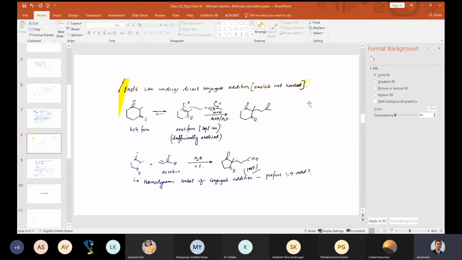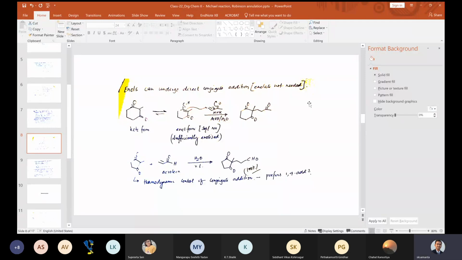Sometimes it has also been observed that you basically do not need a base to generate an enolate, but the enol, not the enolate. The enol can sometimes do this kind of Michael addition. How is that possible? That becomes possible if the reactivity of the alpha-beta unsaturated carbonyl compound is higher, if the Michael acceptor is strong.